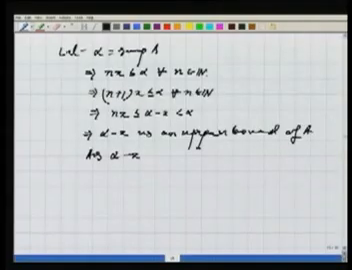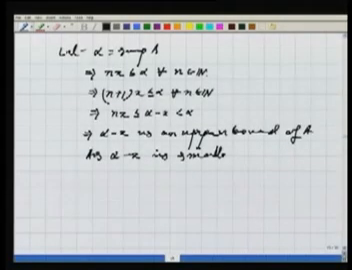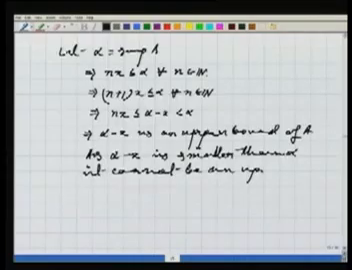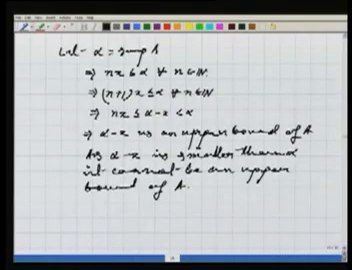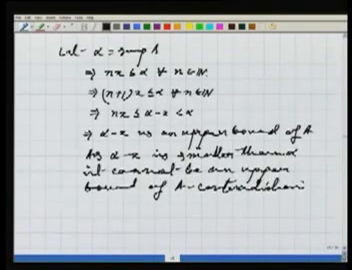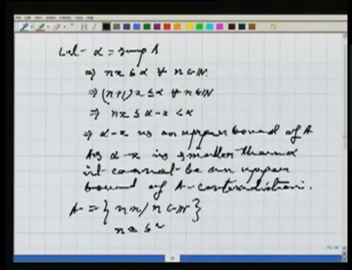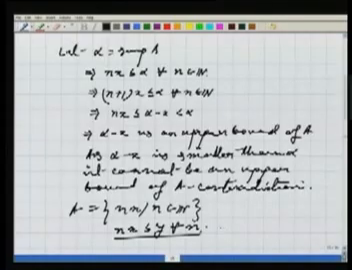So, as alpha minus x is smaller than alpha, it cannot be an upper bound of the set A. Well, I say this is a contradiction. And that means my supposition is wrong. That means this set A which I have defined, the collection of nx's, cannot satisfy that nx is less than or equal to y for all n. This is not true.